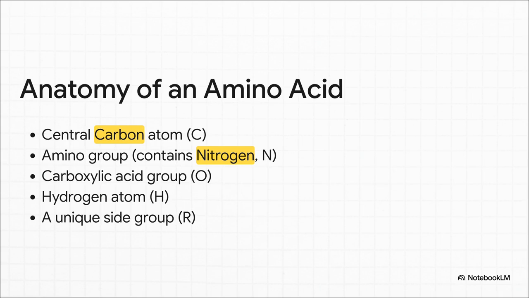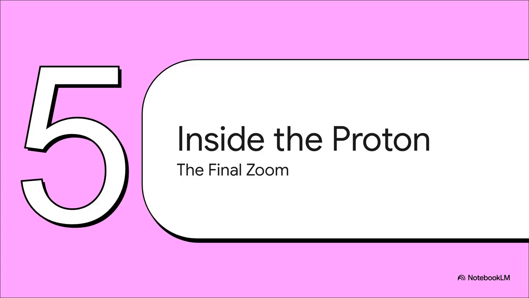Just look at this. It's a perfect example. This is an amino acid, the building block of protein, and you can see them all right there. A central carbon atom bonded to hydrogen, oxygen, and nitrogen. It's just a few simple atoms arranged in this very specific way to create one of the most vital molecules for life. It's amazing. All right, here we go.